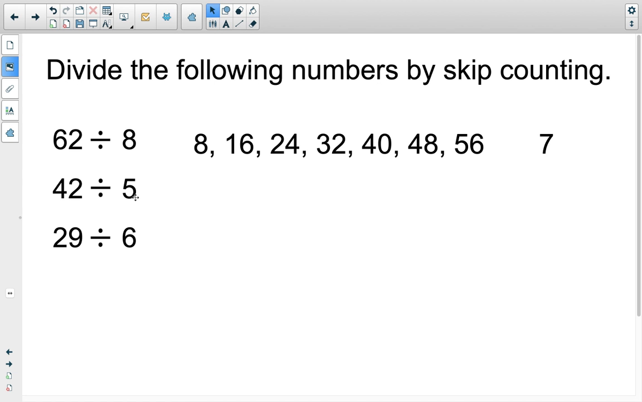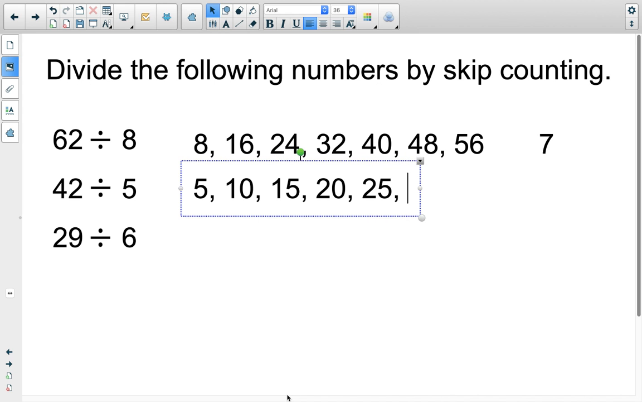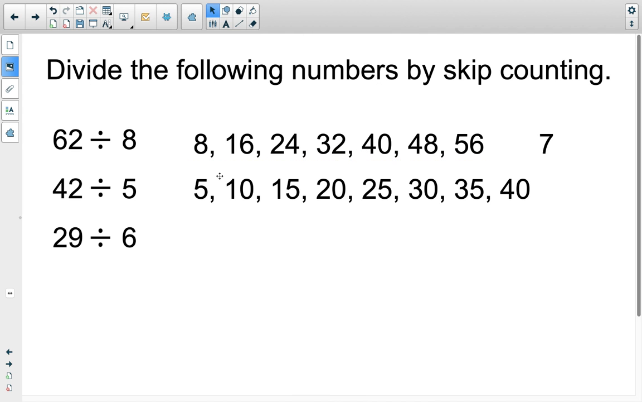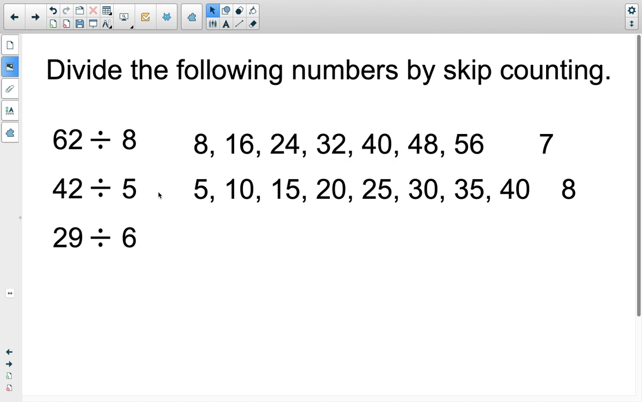So 42 divided by 5, we're just going to be skip counting, remember? I'll start a new one. So we start with 5, right? And then we go 10, 15, 20, 25, 30, 35, 40, and then I can't go any higher. So I'm going to count how many I got here: 1, 2, 3, 4, 5, 6, 7, 8. So then my answer is 8. 5 goes into 42 8 times.